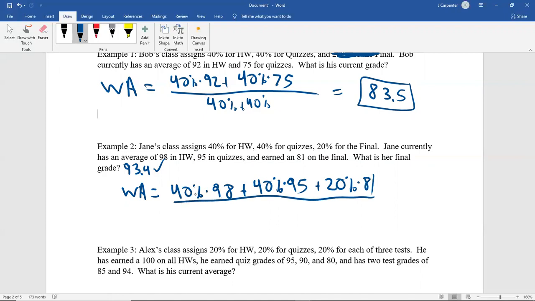And then that's all over. And what goes in the bottom? 40 plus 40 plus 20. Yep. The sum of the weights. I keep writing a 4 there instead of a 2. And then when you do all that math, you should end up getting your 93.4. Nice, happy A. Cool.